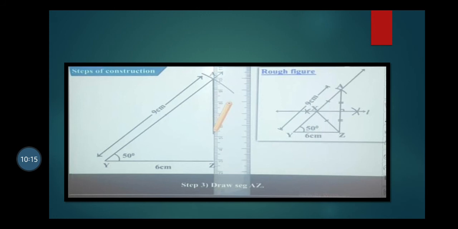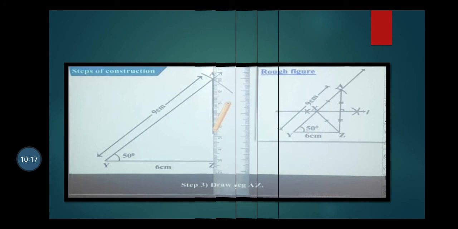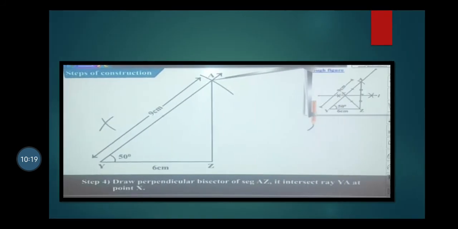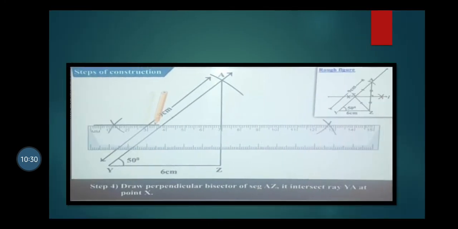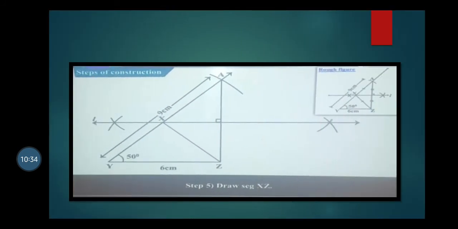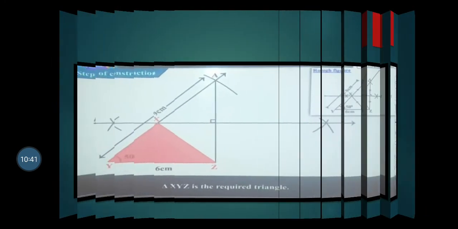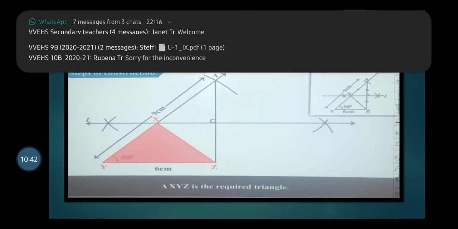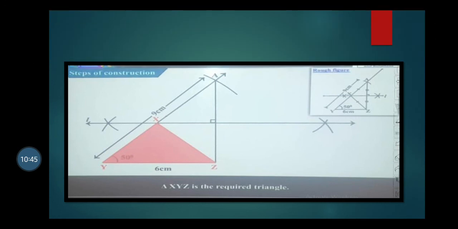Step number 3. Draw seg AZ. Step number 4. Draw a perpendicular bisector of seg AZ. It intersects ray YA at point X. Step number 5. Draw seg XZ. Therefore, triangle XYZ is the required triangle.